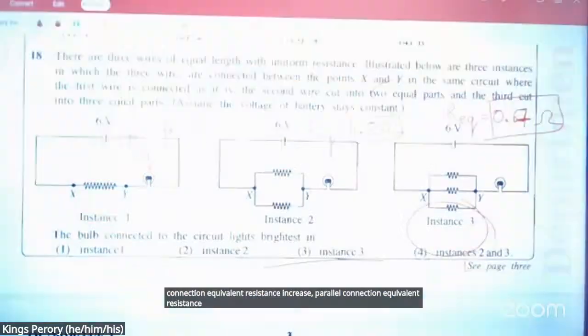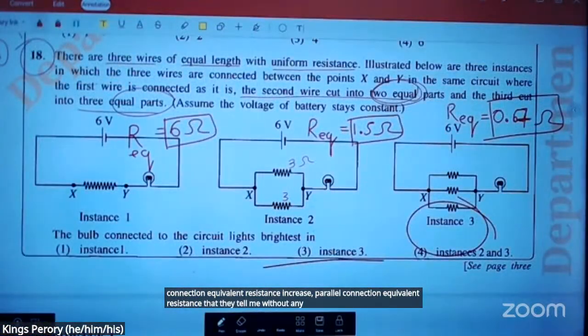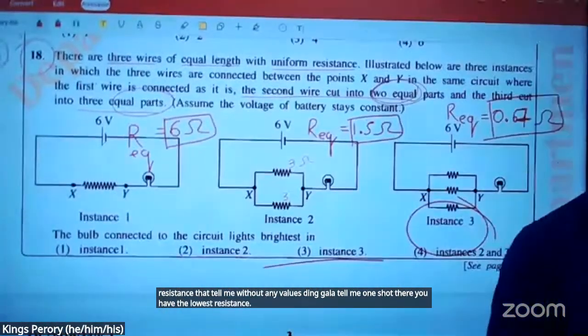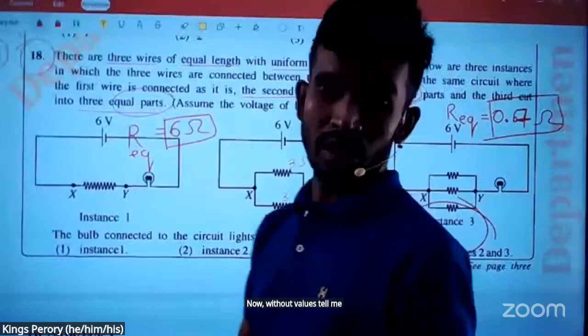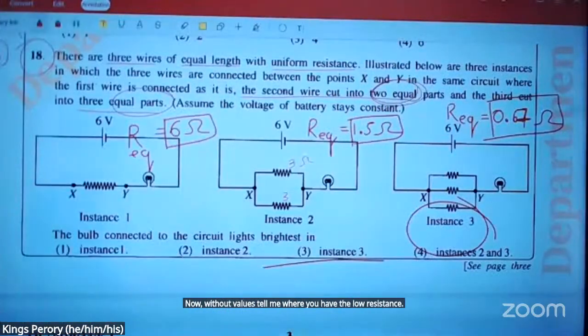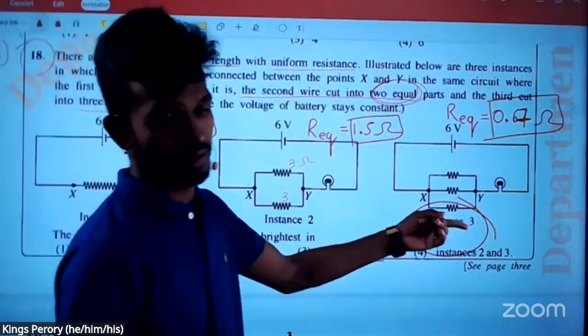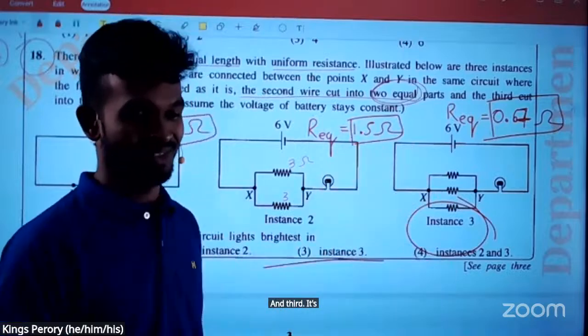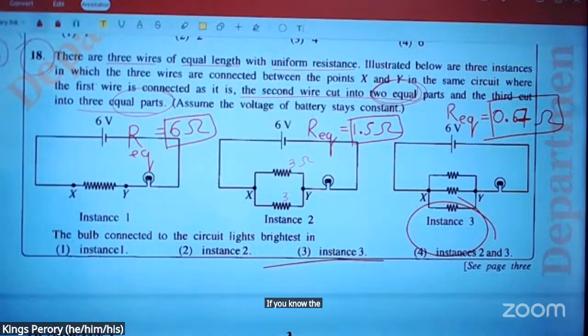So without any values, Dingala, tell me in one shot where you have the lowest resistance. Without values, tell me where you have the lowest resistance. And third. It's a 1 second question, if you know the logic.